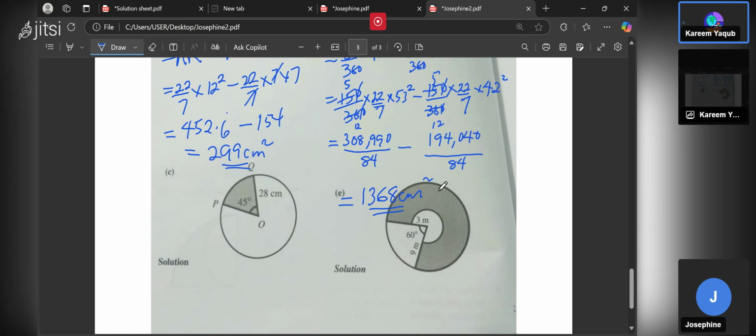Then for this one, you find the area of the circle. Uh, how did they do this one? Oh, okay, I understand. So you find the area of the circle, then look for the area of the sector. Then you take away the area of the sector from the circle. Yes, exactly. I'll try it.